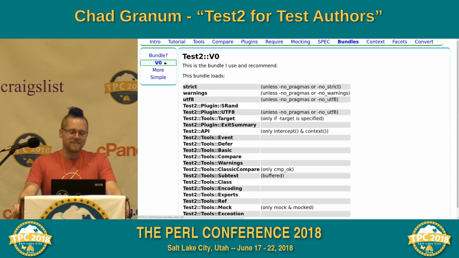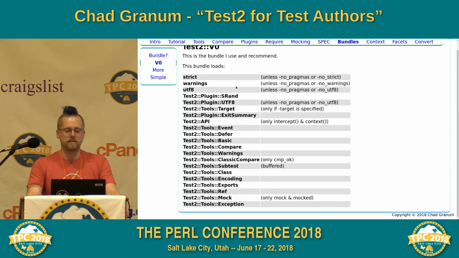12 minutes, okay. So there's the main bundle, Test2::V0, which will load strict and warnings for you. It'll load UTF-8 for you. You can turn those off. Loads srand, once again, the UTF-8. I never covered this, so skip that. Test2 tools, target, pretty cool. Go look up the docs.